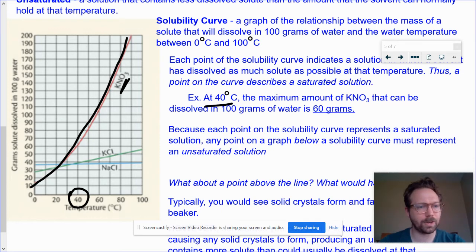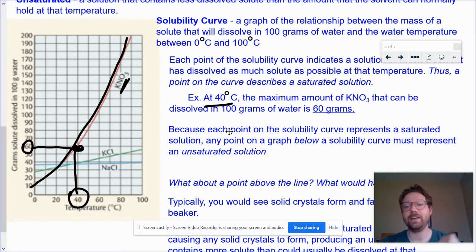Well, I went up to here, right? I went from 40 up and I hit the line. And that line represents the maximum amount that can dissolve. And I read over. That was 60. So anything that is on that line, the amount of solute, if you have that amount at that temperature in the solvent, you are saturated. You can't add any more.